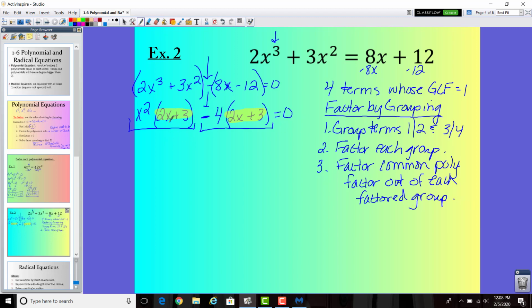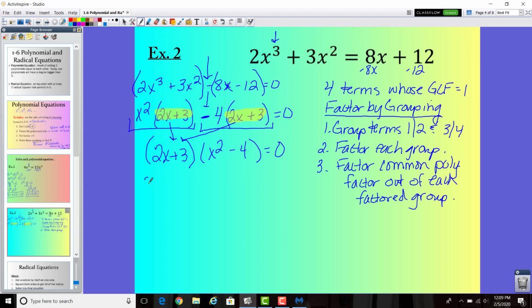Okay, so if both groups have a 2x plus 3 in common, I can factor that 2x plus 3 out. And remember, when we take something out, whatever factors are left, we leave behind. So the common factor of 2x plus 3 goes here. I'm left with an x squared from the first grouping and a minus 4 from the second grouping. Okay, this is called factor by grouping. Again, it can only be done when we have 4 terms whose GCF is 1. Follow these steps. As long as you can factor properly, you should be good.